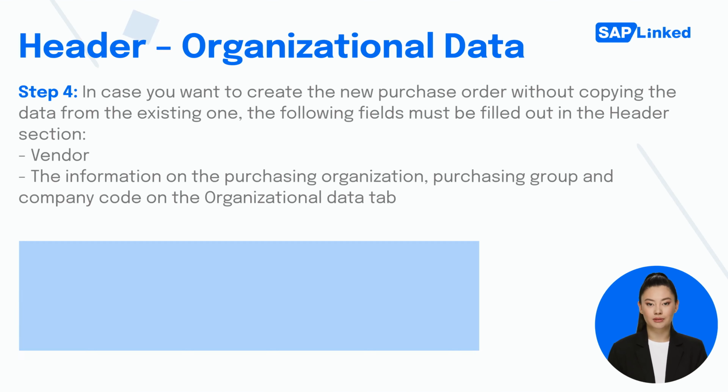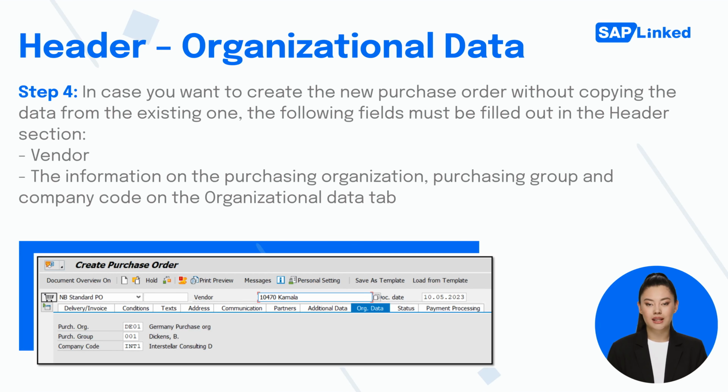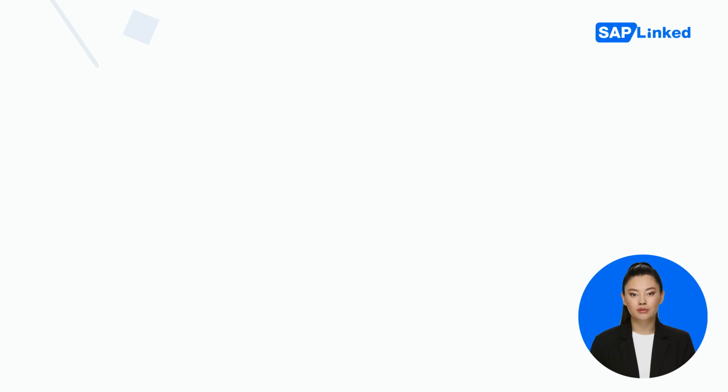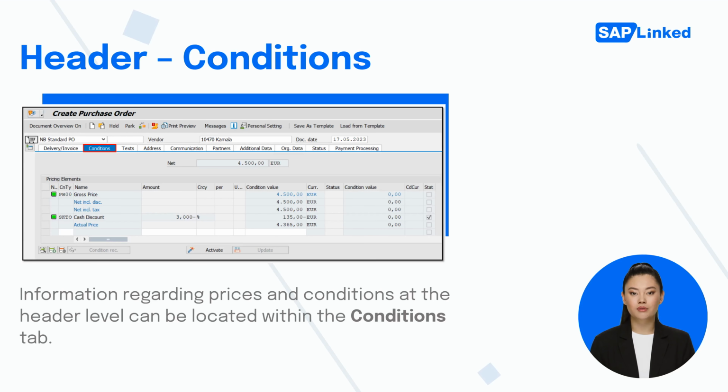In case you want to create the new purchase order without copying the data from an existing one, the following fields must be filled out in the header section. Vendor, and the information on the purchasing organization, purchasing group, and company code on the Organizational Data tab. Press the Enter button. The purchase order includes multiple tabs at the header level. The most important will be explained here. The Delivery/Invoice tab contains information regarding payment and trading terms. Information regarding prices and conditions at the header level can be located within the Conditions tab.